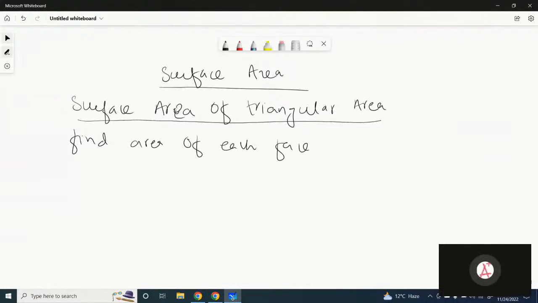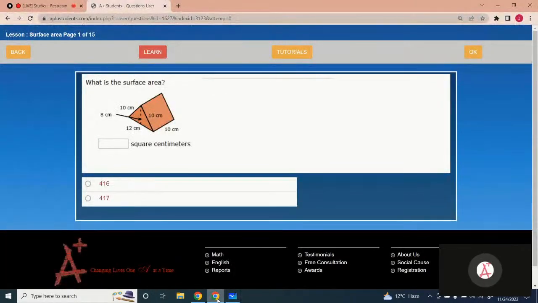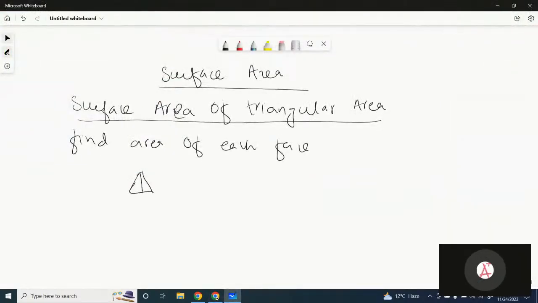Let's start with the triangular face, the front one. It has the measurements: height is 8 and base is 12. This is 8 centimeter and this is 12 centimeter. The triangle has the area half times base times height. 12 times 8 is 96. 96 divided by 2 is 48.